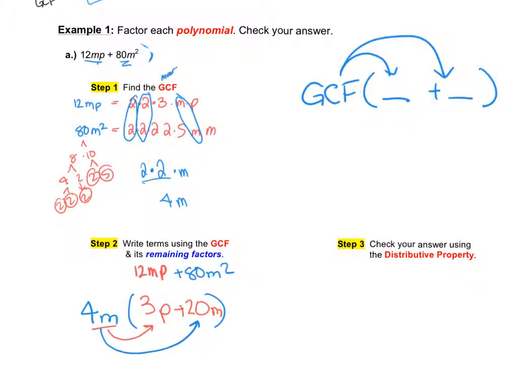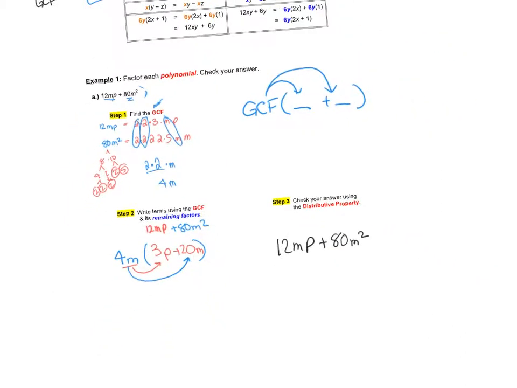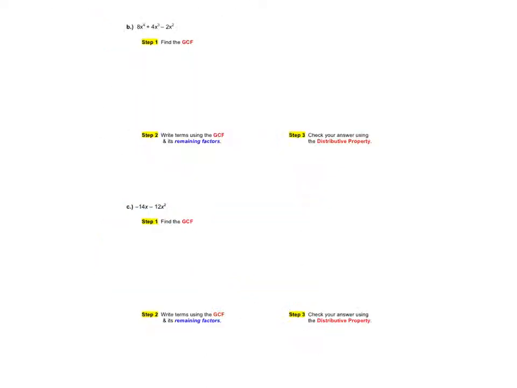And always check your work by distributing again. So if we redistribute, we get 4m times 3p, which is 12mp. And then we get 4m times 20m, which is 80, positive 80m squared. So we know that it's correct because it gave us the same exact answer to begin with. So we're undistributing, basically.